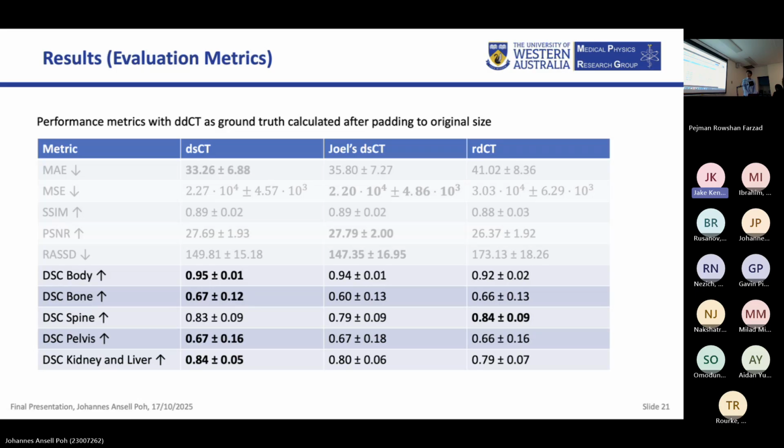And comparing the dice similarity coefficients between my model and Joe's model, you can see that my model performs better than Joe's model in the dice similarity coefficients, and also a bit better than the input rigid diagnostic CT except for the spine.